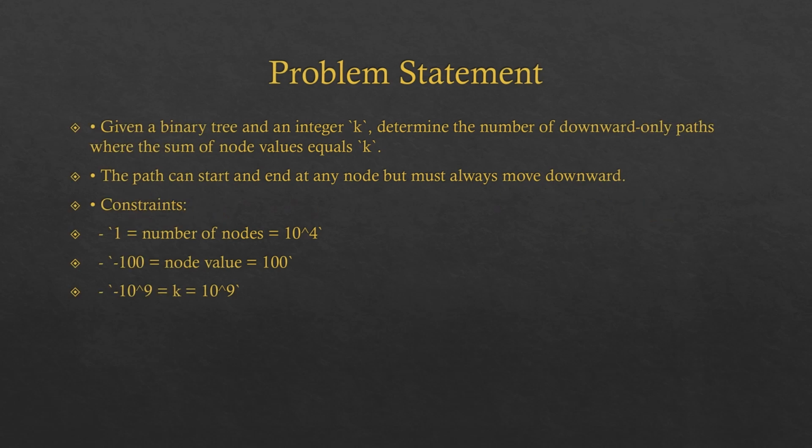Let's begin by understanding the problem statement. We are given a binary tree and an integer k. Our goal is to determine the number of downward only paths where the sum of the node values equals k. A path can start and end at any node, but it must always move downwards.